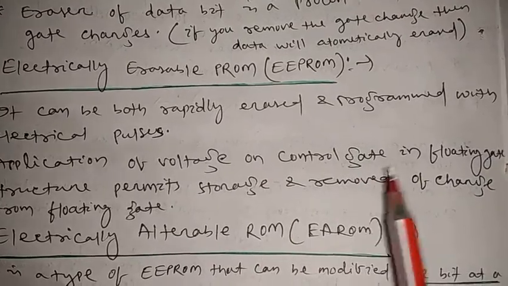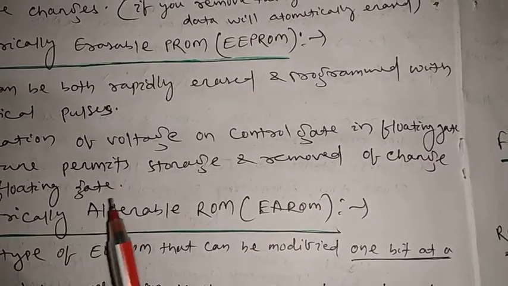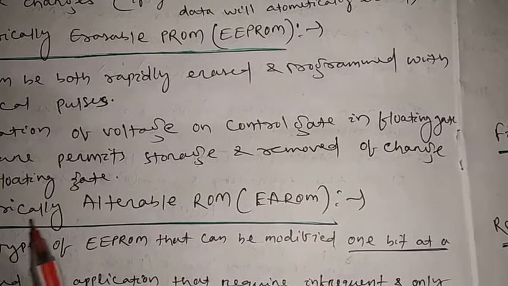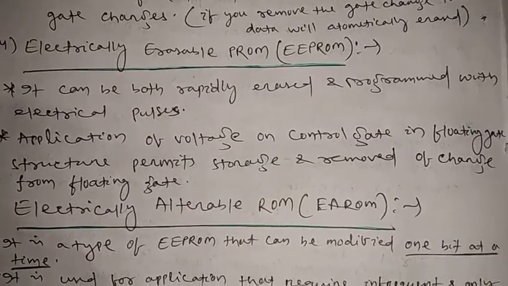Application of voltage on the control gate in a floating gate structure permits storage and removal of charge from the floating gates. Okay, so this is all about your electrically erasable programmable ROM. Already we discussed that one; I'm just reviewing it.